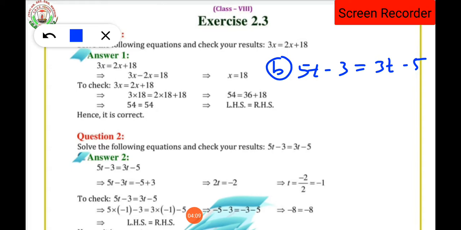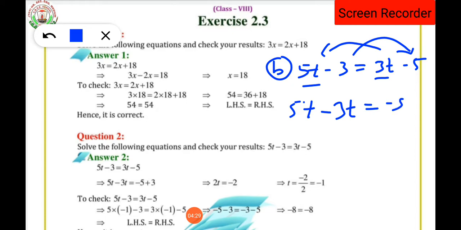So for that, what are we going to do? We are going to take the t term to the left hand side and the constant to the right hand side. Clear? So here 5t is already present on the left side. Now taking the 3t from the right hand side to the left hand side, it will become minus 3t. Clear? Now minus 5 is already present on the right side. Taking minus 3 from the left side to the right side, it becomes plus 3. Have you understood up to here?